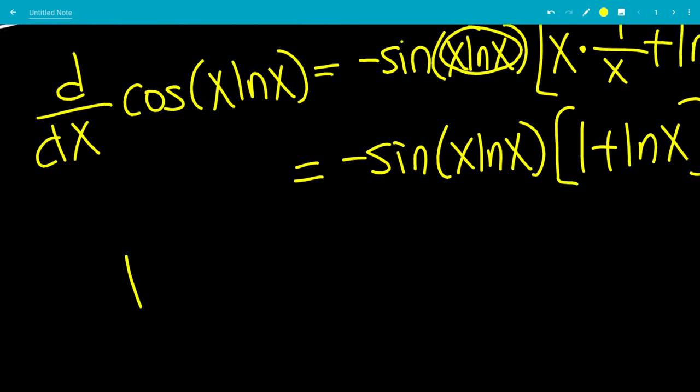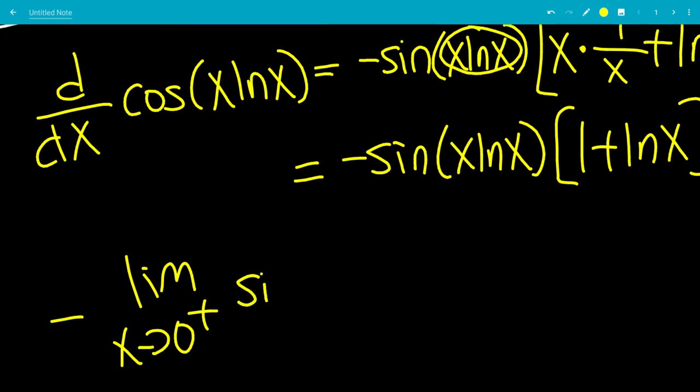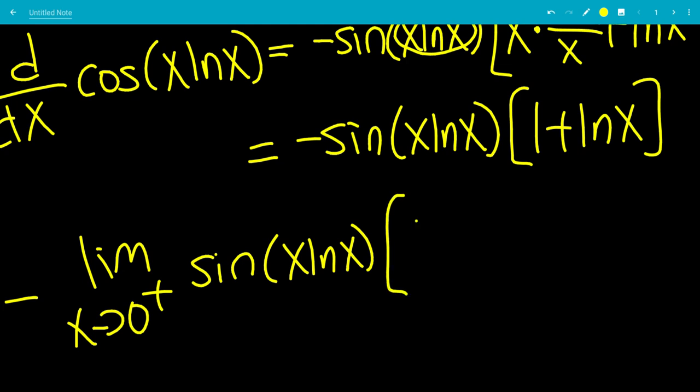Okay, so now we'll do the limit as x goes to 0 from the right of that derivative. So that'll be negative. So the negative can go in the front. We'll have sine of x times ln x, all multiplied by 1 plus ln of x.